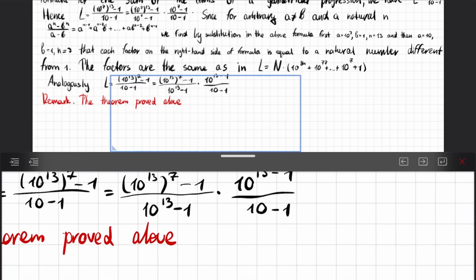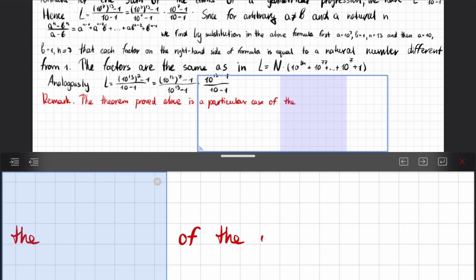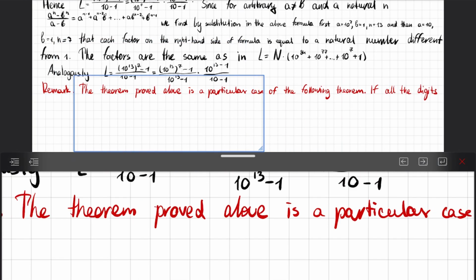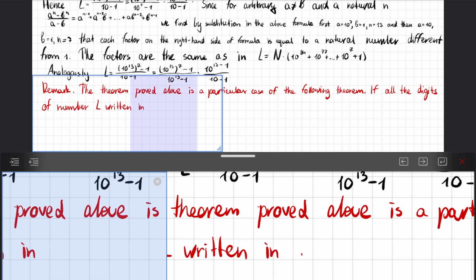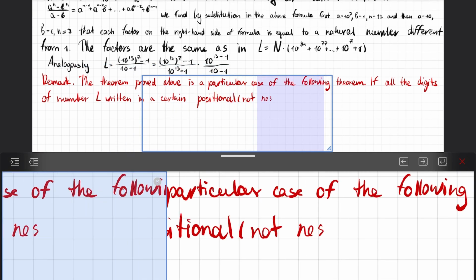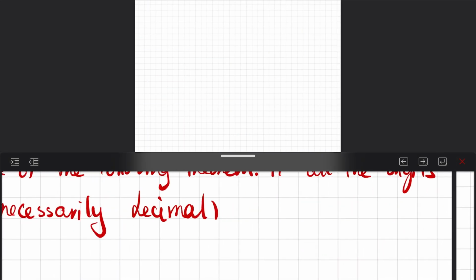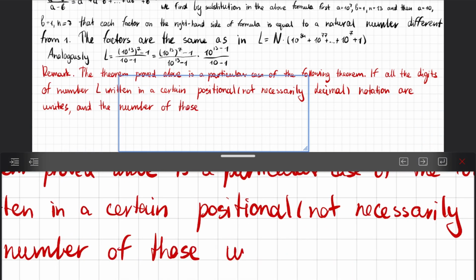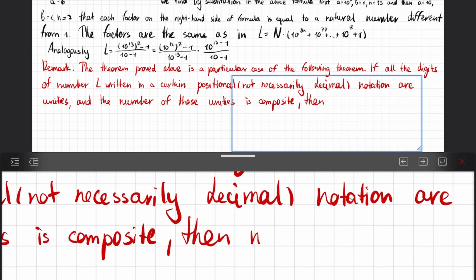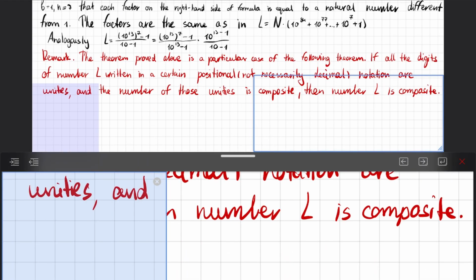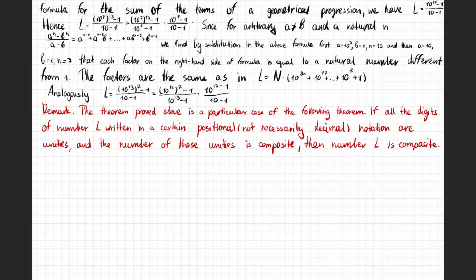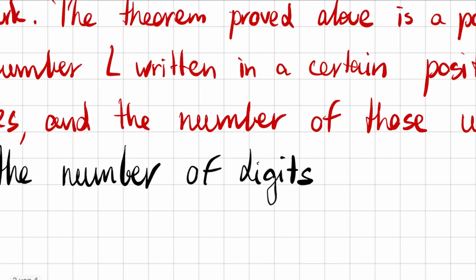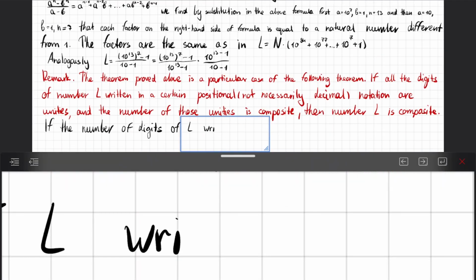I want to make a little remark. The theorem proved above is a particular case of the following theorem. If all the digits of number L written in a certain positional, not necessarily decimal, notation are unities, and the number of these unities is composite, then number L is composite. This theorem can easily be proved on the basis of the preceding proof, but I'll leave this proof for you, so that you can practice a little.